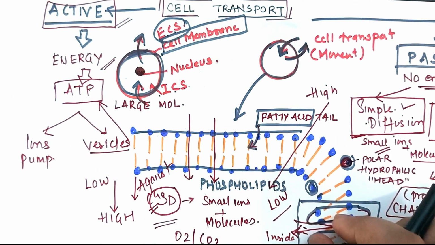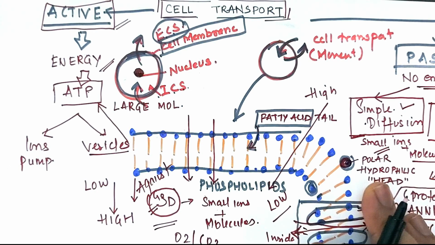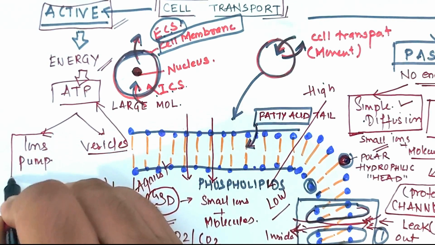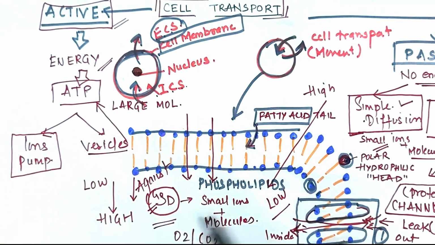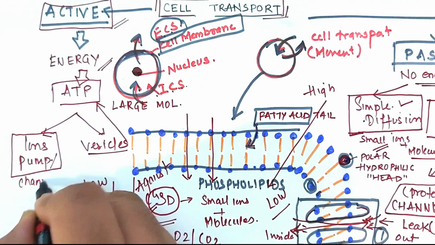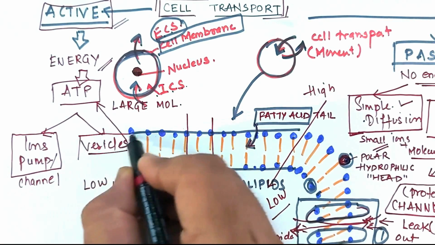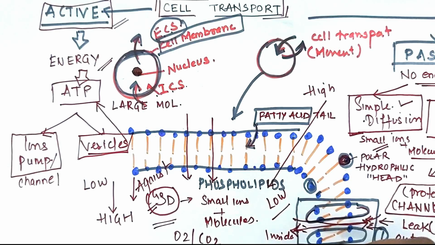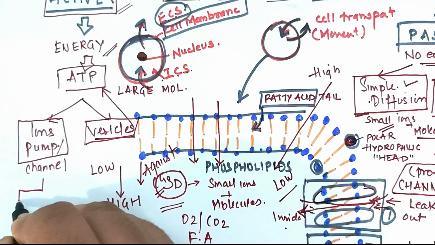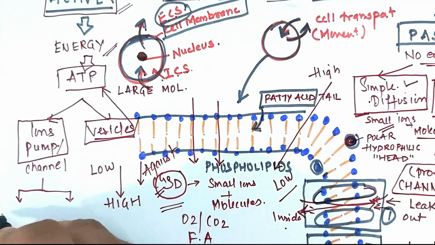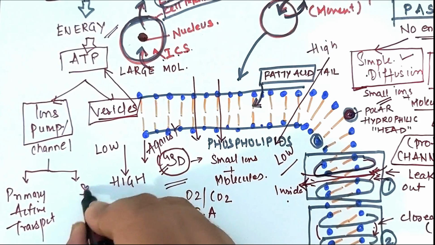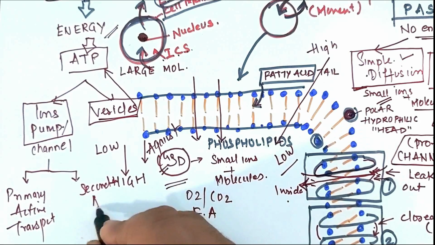Now, active transport, where the large molecule is being transported across the cell membrane, happens via basically two processes. One, majorly, is via the ion pumps or the channels, and second, with the help of the vesicle membranes. Ion pumps or channels are further divided into primary active transport and secondary active transport.